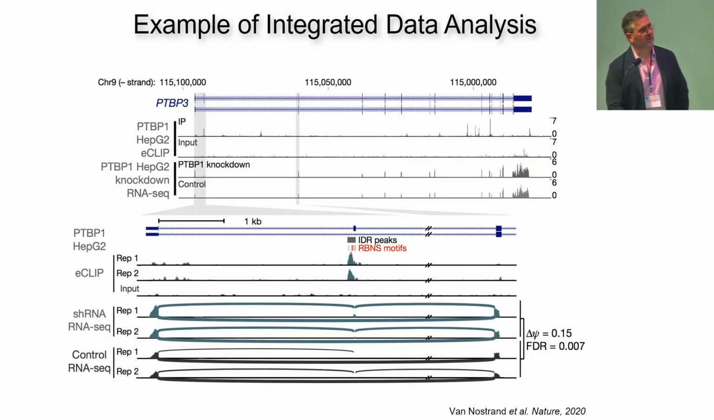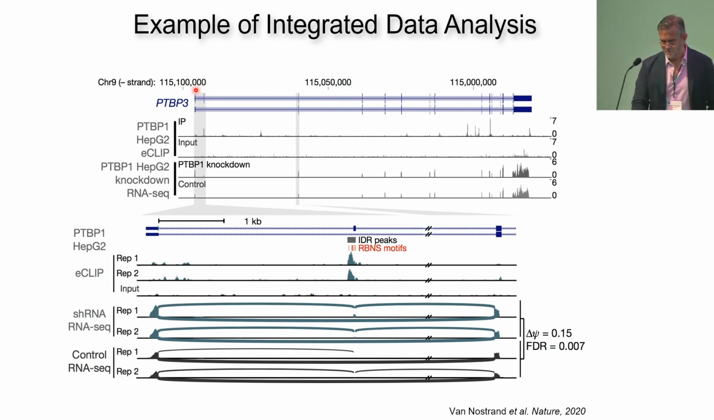And so this is one way we would then intersect these data together. This is a case where we would have the PTBP3 gene, and we're looking at how the protein, which is a related protein called PTBP1, regulates the PTBP3 gene. It's a lot of names.